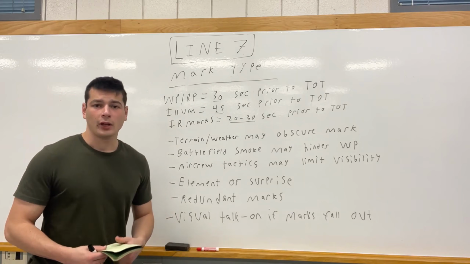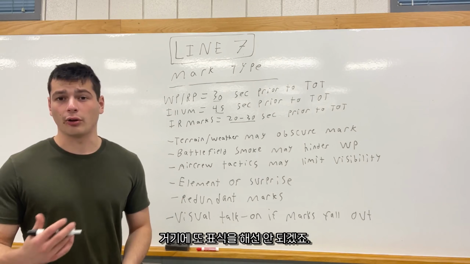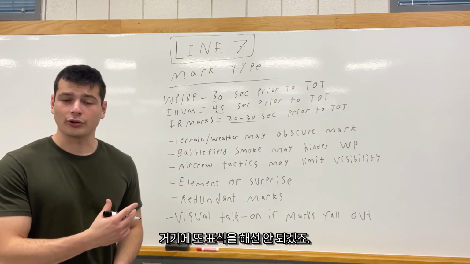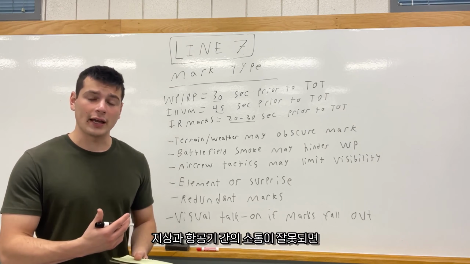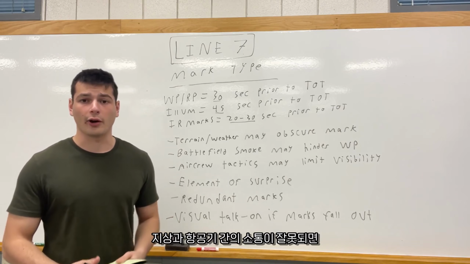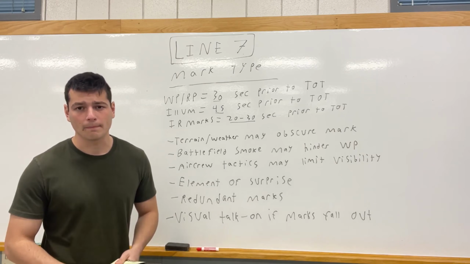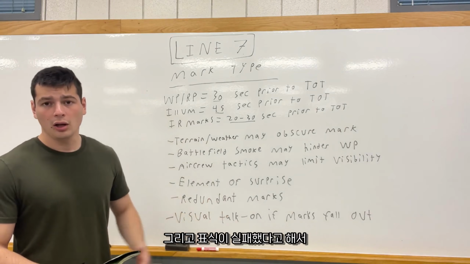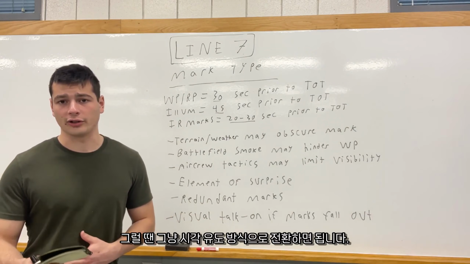Redundant marks. If your target has already been destroyed and the aircraft is coming through for a second pass on another target, don't mark the target that's already destroyed. It should go without saying, but that miscommunication between what's going on the ground and what the aircraft sees could be the difference between the target being destroyed and the target getting away. And finally, if your marks fail, it doesn't mean that you have to abandon the CAS mission. It just means that you have to use a visual talk on instead.